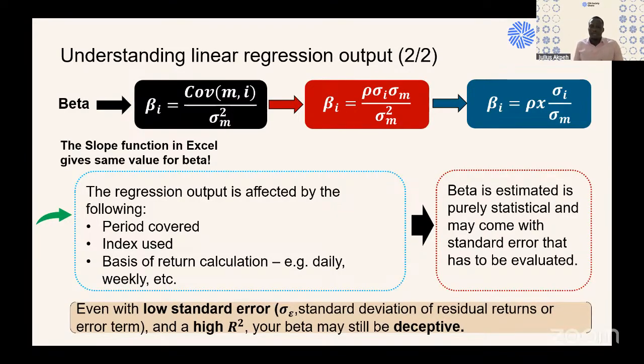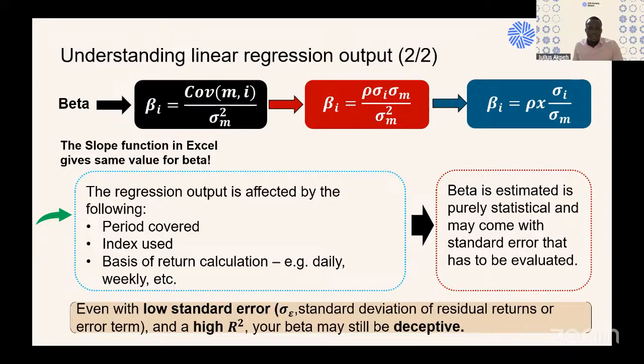Someone may do return calculation weekly. So at the end of the day, the beta arrived at may differ from the beta I have. So these are challenges. You'll see that the beta we've used the linear regression model to do is purely statistical, and it may come with standard error. And that's what we saw. We saw standard error about 19%.